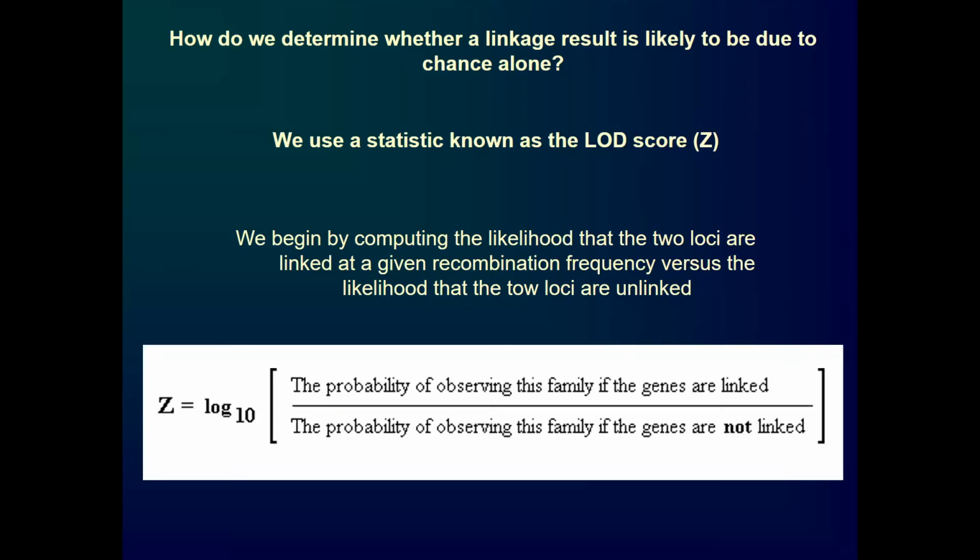So we are using a LOD score, which is a log base 10 of a ratio: the probability of observing this particular family if these genes are linked, and the probability when we assume that there is no linkage. It's very important to understand the LOD score, not only because you understand the foundation, the principles behind the linkage analysis, but also it will help you interpret the results that you see in the published literature.